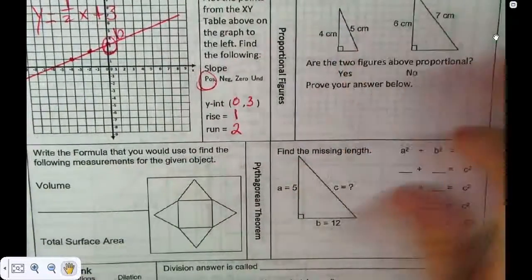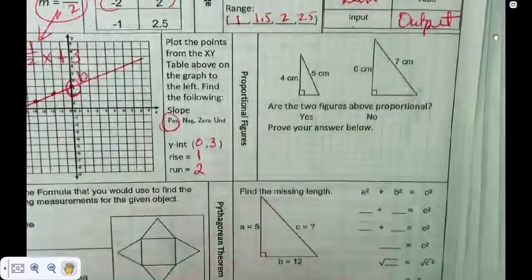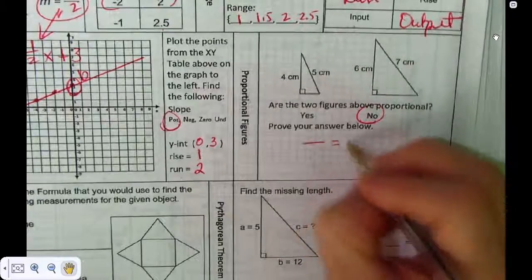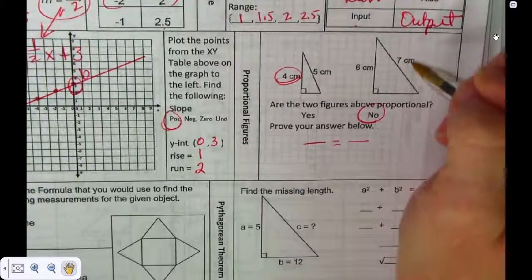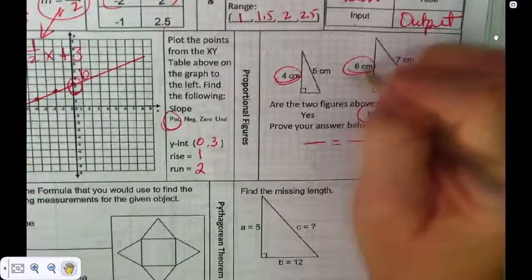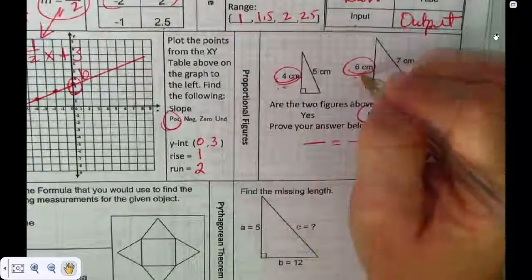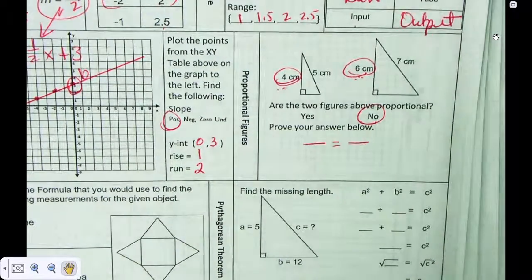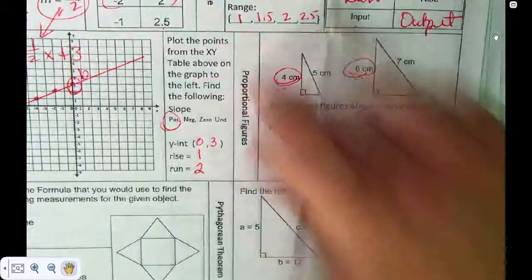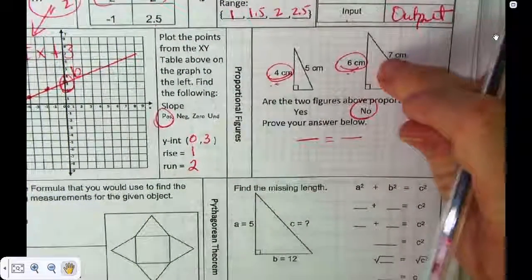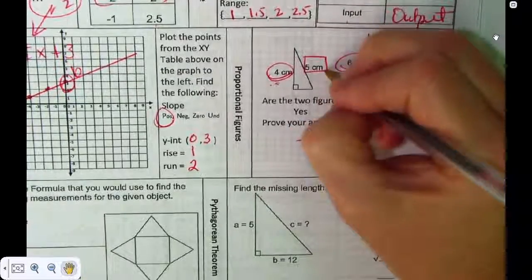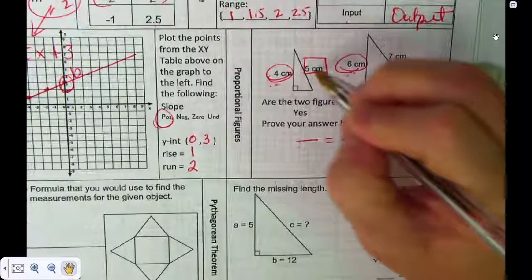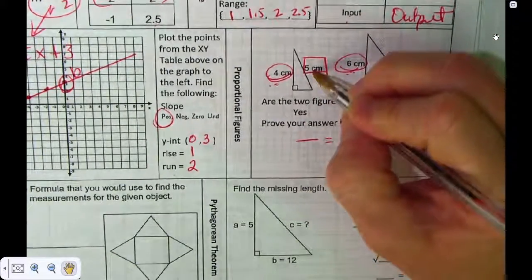Okay, is this proportional? No. Let's prove why it's not. Let's circle the 4 and the 6. Why am I circling the 4 and the 6? What do they have in common? We could call it the b. It's the height. Aren't they the height of both triangles? And 5 is the hypotenuse. What is 7?